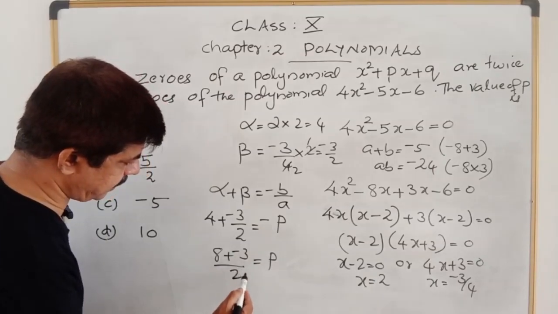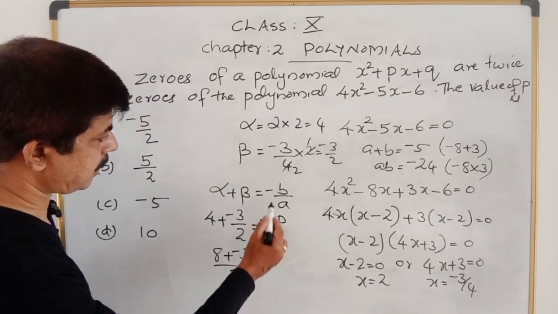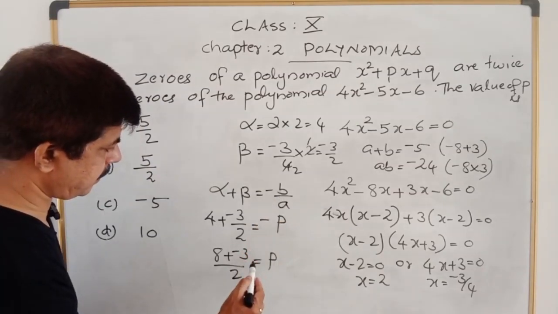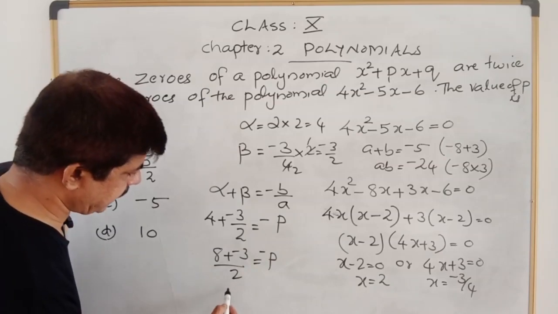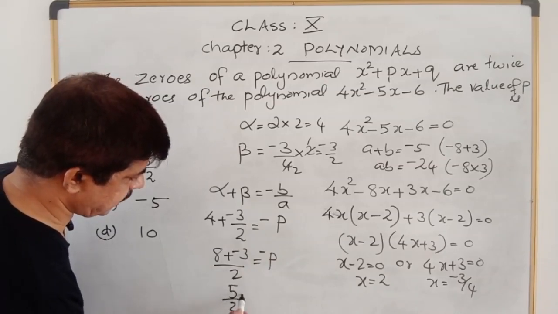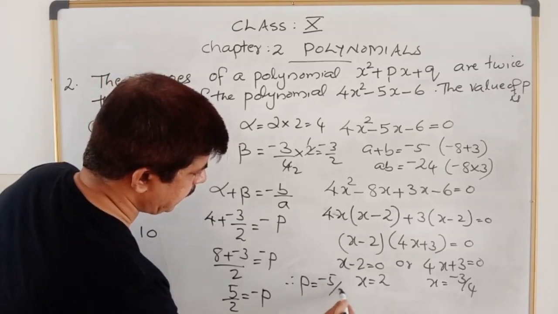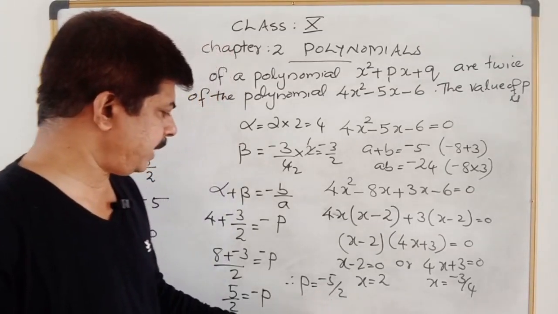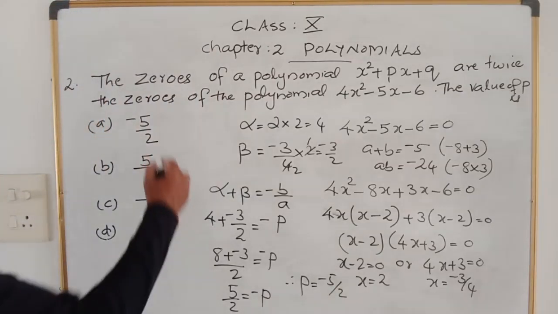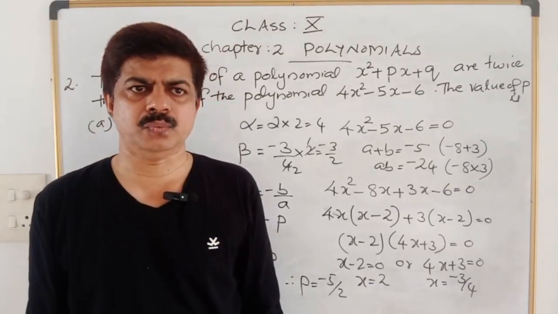So we take the LCM by cross multiplication method. So what is 8 plus negative 3? We got 5 by 2 is equal to negative p, since there is a minus sign. Therefore, p is equal to negative 5 by 2. So the value of p is equal to negative 5 by 2. Look at the options. Option A is the answer. So we got the answer negative 5 by 2.